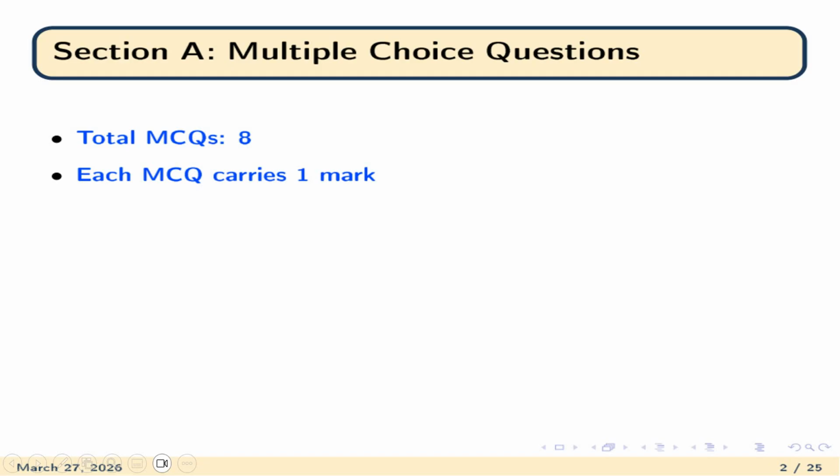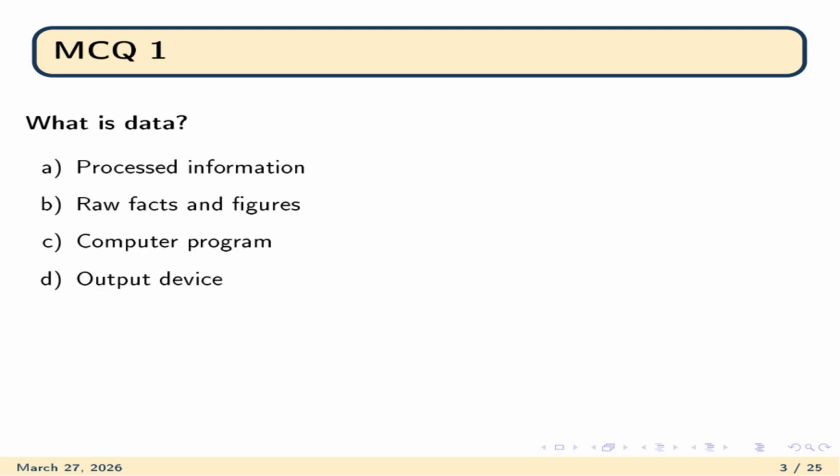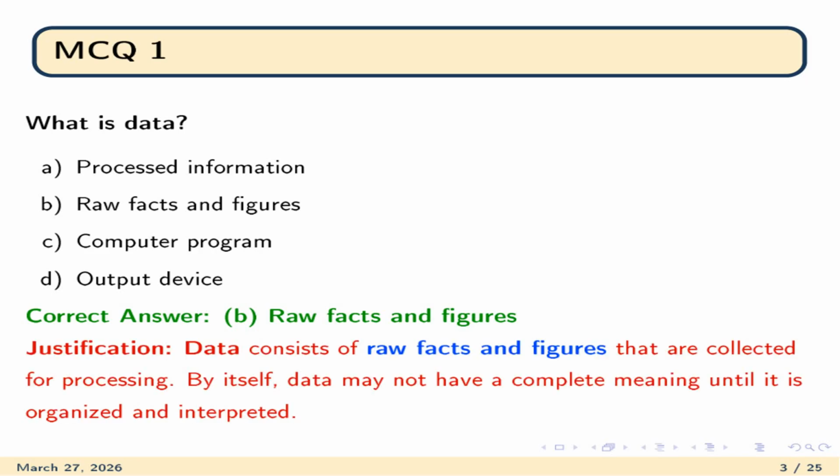Section A, multiple choice questions. In this section, there are total 8 questions and each question carries 1 mark. What is data? Processed information, raw facts and figures, computer programs, output devices. Correct option is raw facts and figures because data consists of raw facts and figures that are collected for processing. By itself, data may not have a complete meaning until it is organized and interpreted.